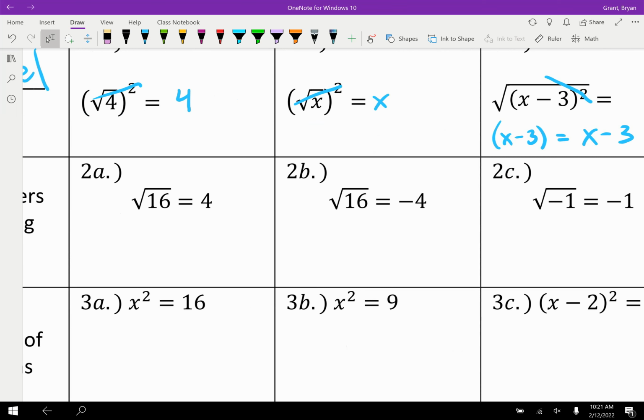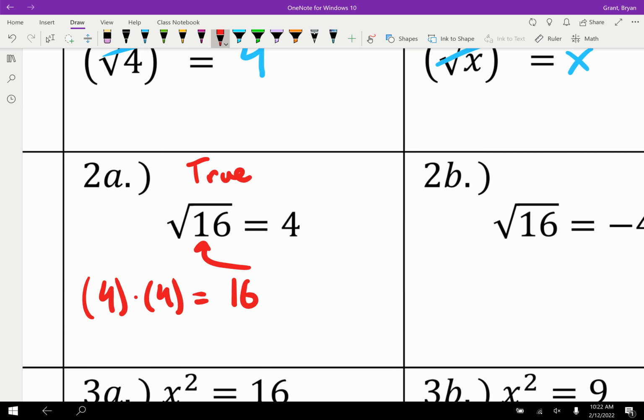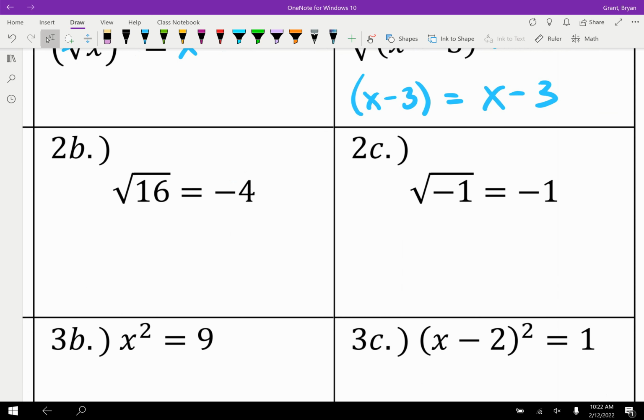The second property is this. I want you to go through and decide on 2a, b, c, if each of the statements is true or false. For example, on 2a, I'm pretty confident this is true. The square root of 16 is 4, because if I do 4 times 4, I do get back to the radicand, the number inside the radical, 16. Go ahead and try 2b and 2c and see if they're true or false. And you can try to use your calculator to assist you as well if you would like. Ready, set, go.